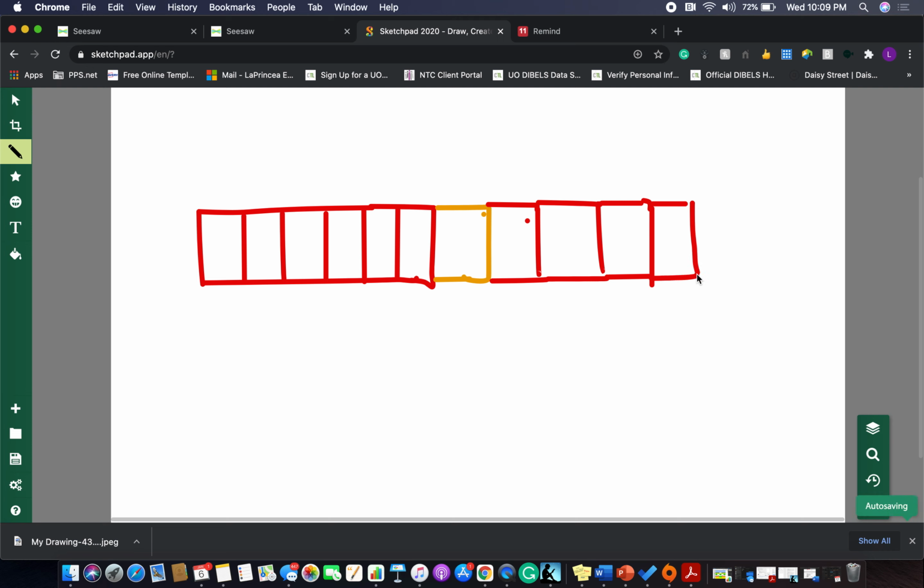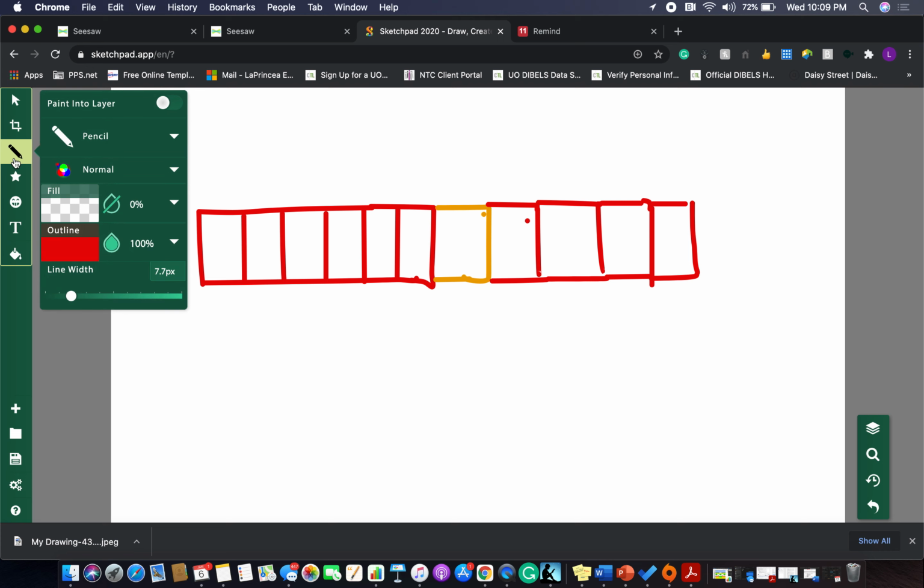Okay, so how many? There are 6 red cubes on one end and 4 red cubes on the other. We also have 1 yellow cube in the middle. We're going to make 2 different addition sentences by joining our yellow cube onto each red side, I guess you would say.